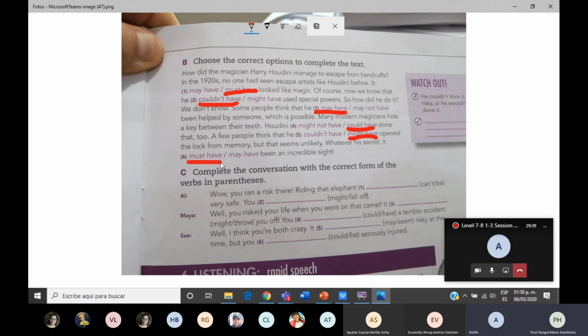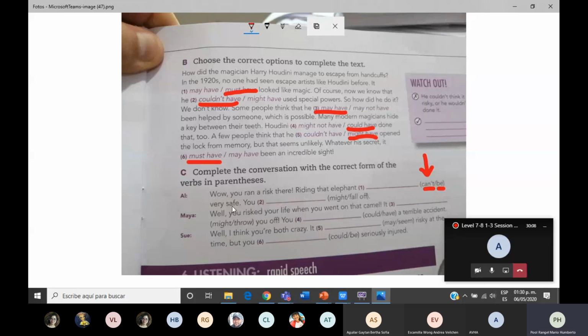Okay, muy bien. ¿Qué le pusiste? Must have. Very good. And the last one, teníamos: complete the conversation with the correct form of the verbs in parentheses. Aquí tenía que ser can't con be. Acuérdense que el can't es el modal, que lo teníamos que adaptar a lo que estamos haciendo, y el verbo be pues tenía que ser en su forma de pasado participio.